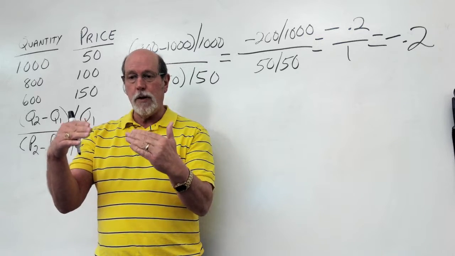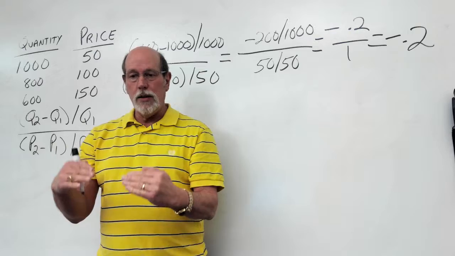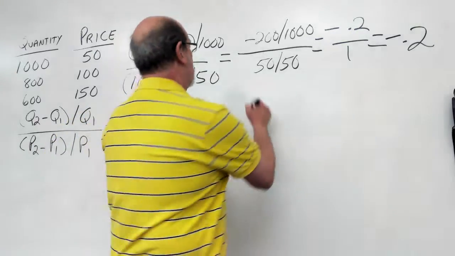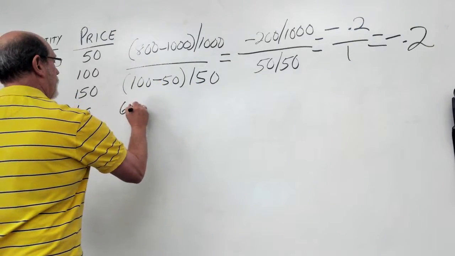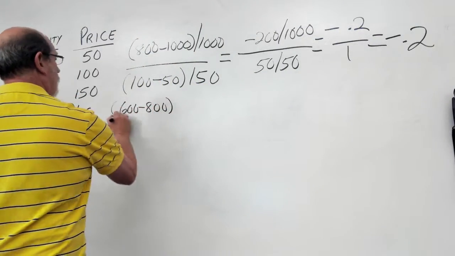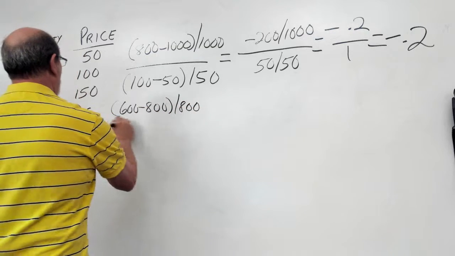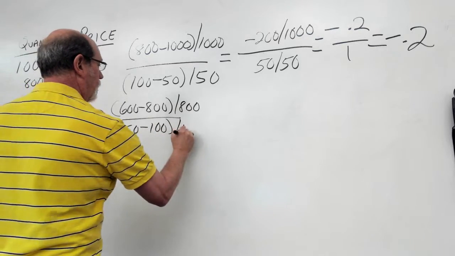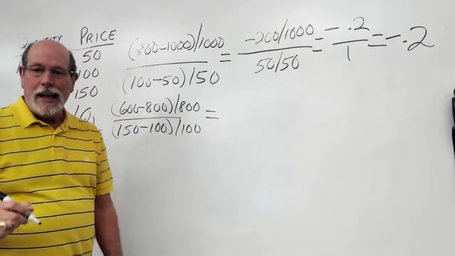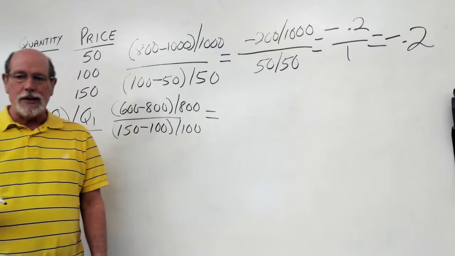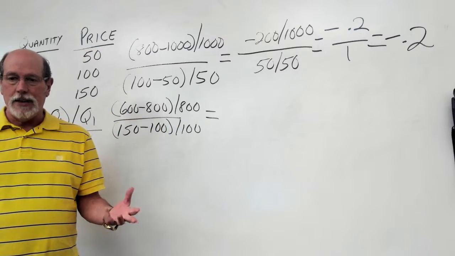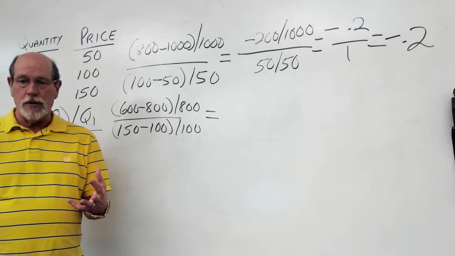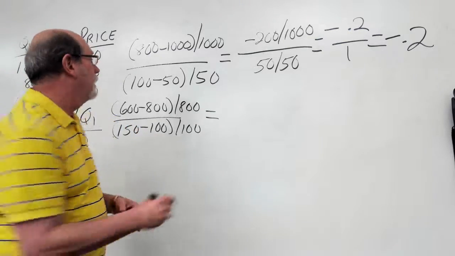So Q2 minus Q1 divided by Q1, quantity figures on top. P2 minus P1 divided by P1, price figures on the bottom. And it would look something like this. And again, now we can just kind of go step by step. So 600 minus 800 is minus 200 divided by 800. The bottom would be 150 minus 100, which is 50 divided by 100.